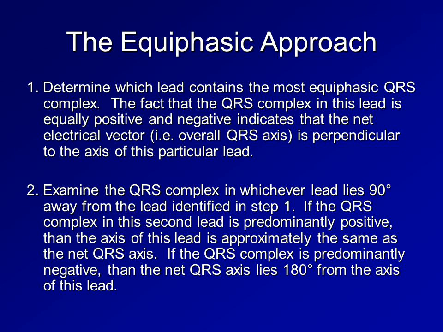2. Examine the QRS complex in whichever lead lies 90 degrees away from the lead identified in step 1. If the QRS complex in this second lead is predominantly positive, then the axis of this lead is approximately the same as the net QRS axis. If the QRS complex is predominantly negative, then the net QRS axis lies 180 degrees from the axis of this lead.